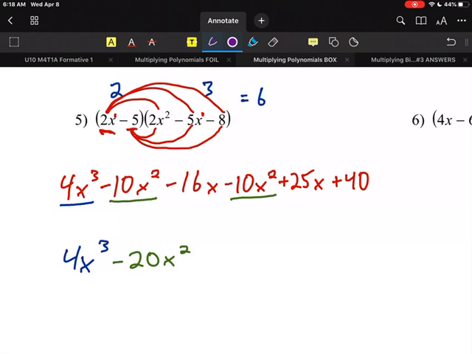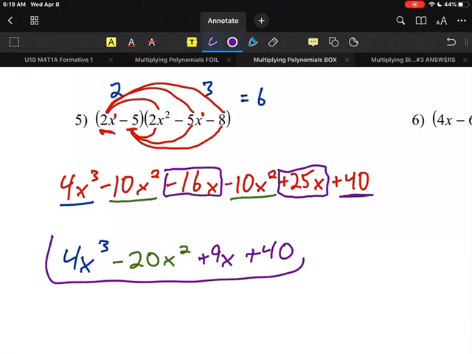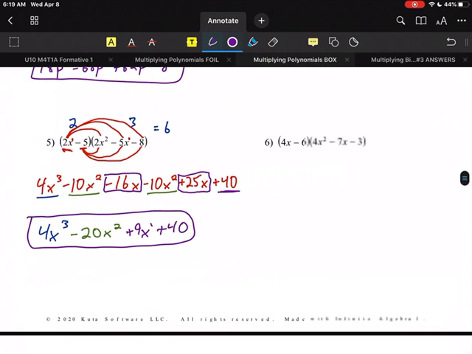And then you do the x's. Okay, I got negative 16x plus 25x. It should be plus 9x there when you add them together. You just add the numbers. And then 40 on the back. There's no other single number. So that is it. So your answer is going to be, exponent of 3, exponent of 2, exponent of 1, and then no exponent. Okay?